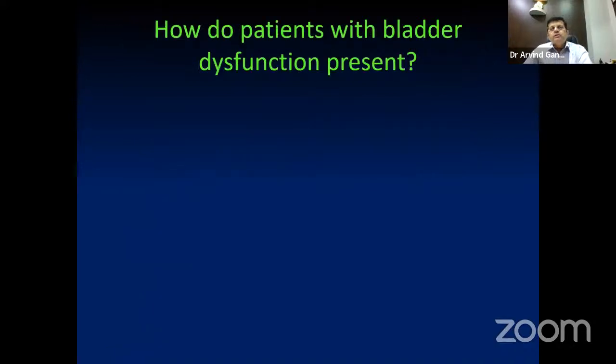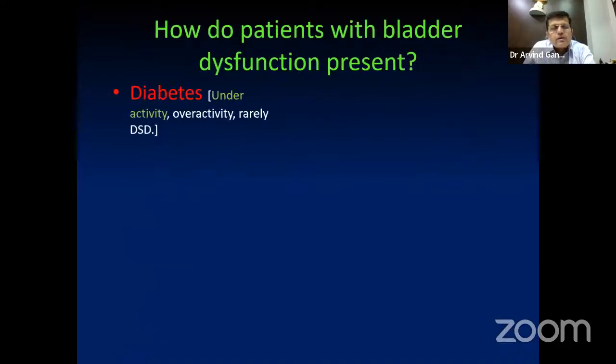So how do patients with bladder dysfunction present? I have taken a few examples and the commonest presentations. First, diabetes. The commonest presentation of a diabetic cystopathy would be an underactive detrusor. Very infrequently, we can see overactivity. The commonest urodynamic finding in a diabetic patient, particularly an uncontrolled one, is underactive detrusor.